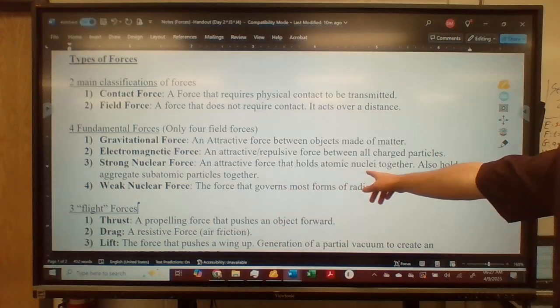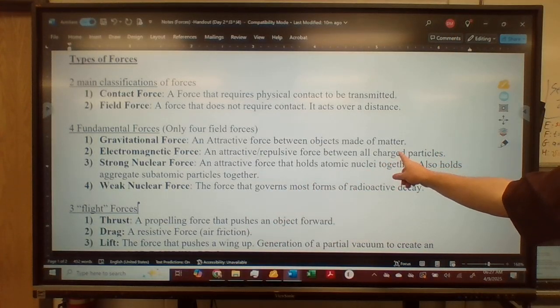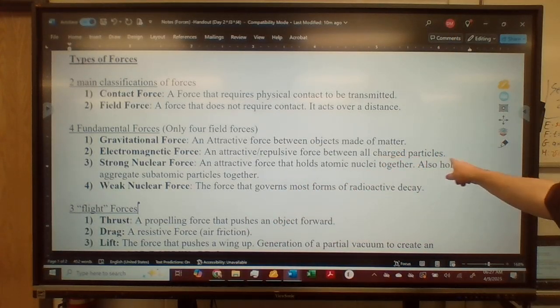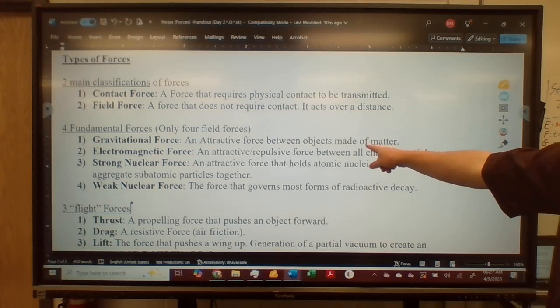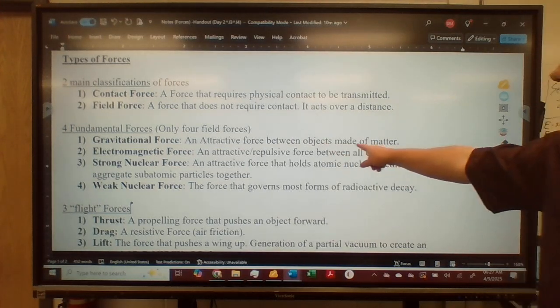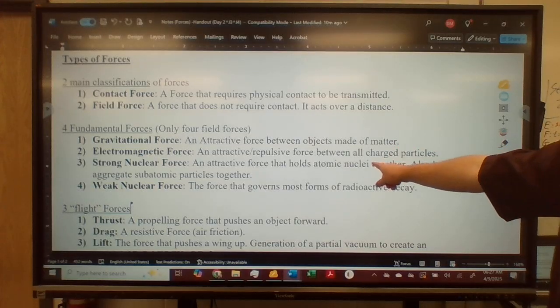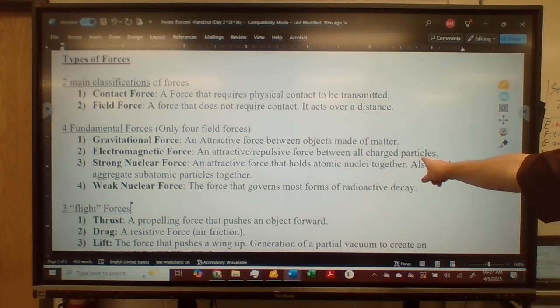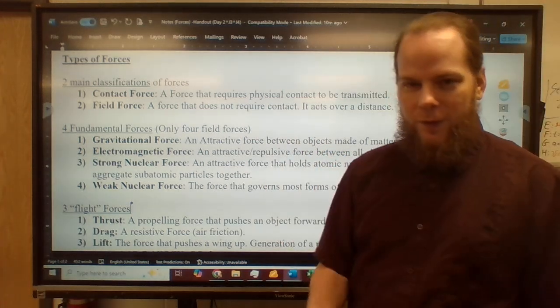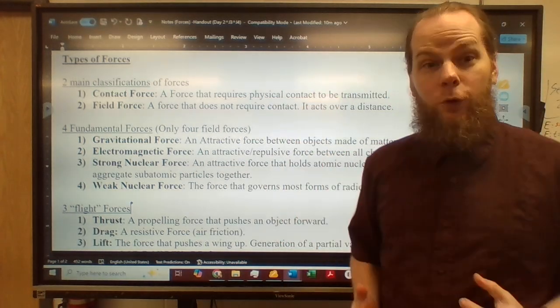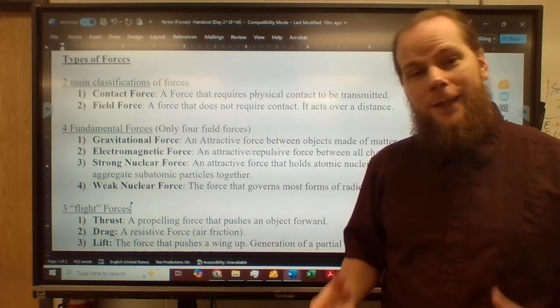Okay, and that's going to be between any charged particle. Okay, charged particle, that's your key here. So gravitational force, that's between things made of matter. Electromagnetic force is between charged particles. The strong nuclear force is the force that holds the nucleus together in an atom.